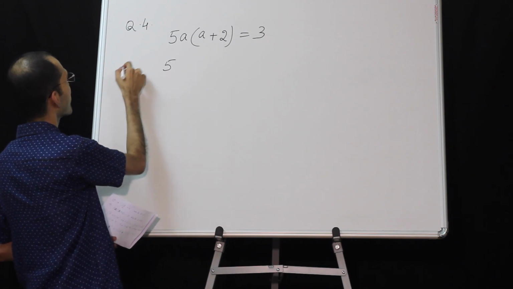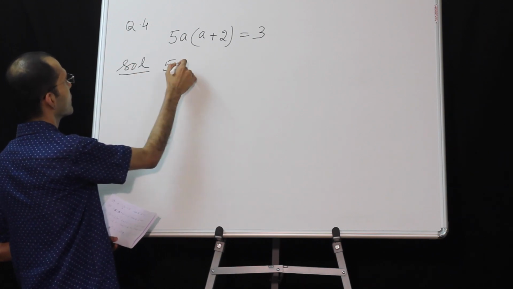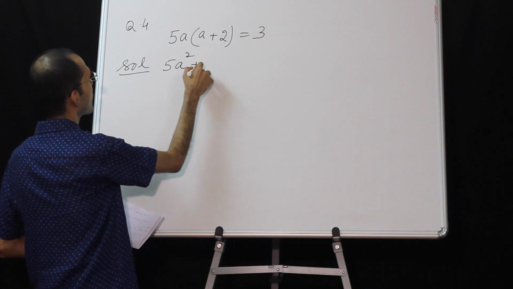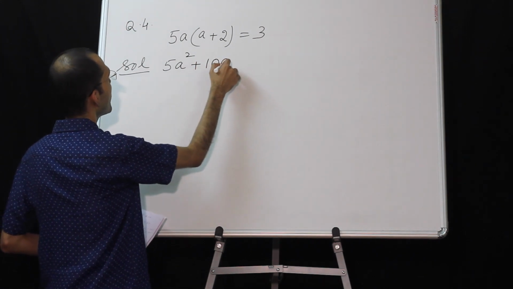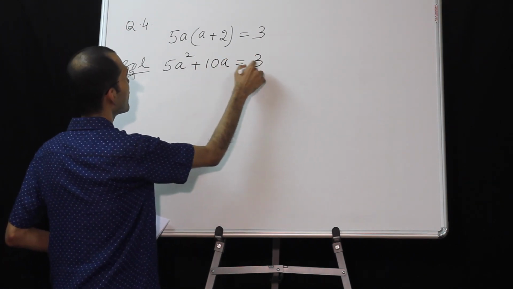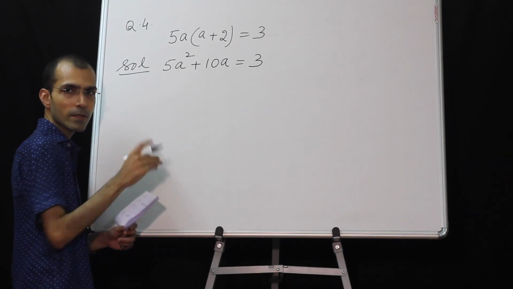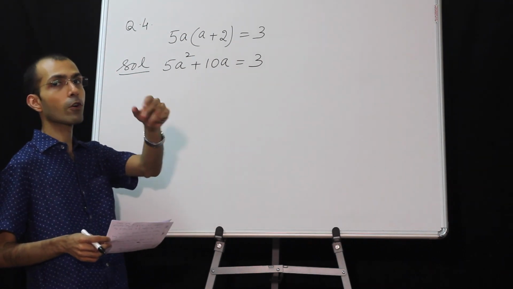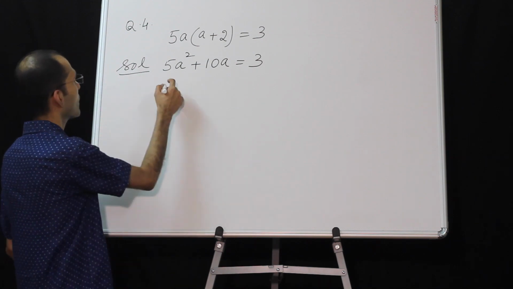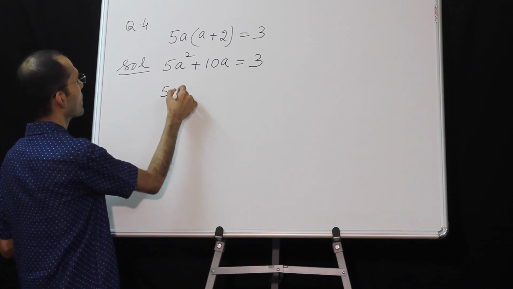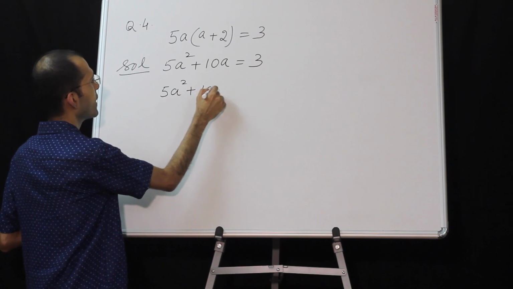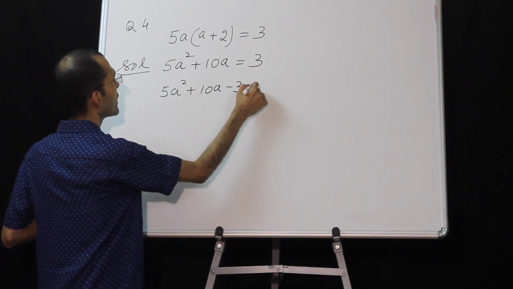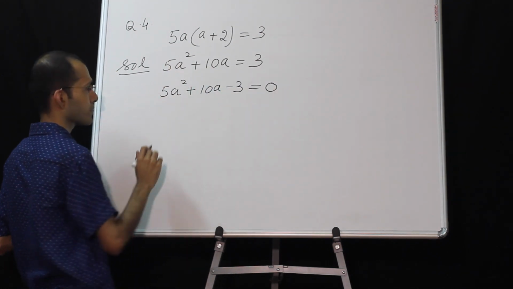Now 5a square, open up the brackets, plus 10a equaling 3. Transpose, keep everything on the left hand side and the number 0 on the right hand side. So 5a square plus 10a minus 3 equaling 0.